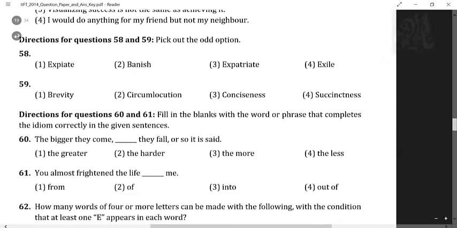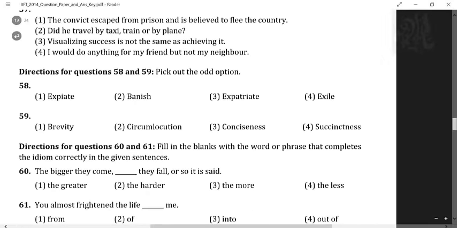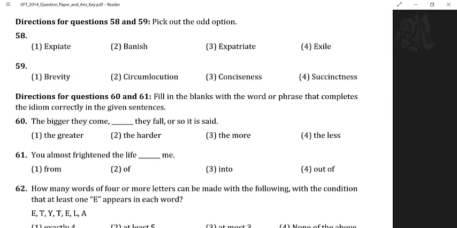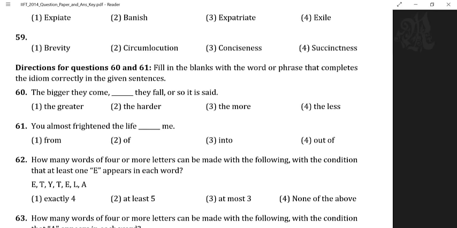So you can see a lot of grammar things here. Like, pick the odd man out, where you have four similar meanings and one different meaning. Expiate, banish, expatriate, and exile. Expatriate, simple as that. An expatriate is somebody who doesn't belong to the country where he was born. Same thing: brevity is precise. Circumlocution is talking a lot, not precise. Circum means to go around, loqui is to talk. Conciseness, succinctness. Obviously, the answer is circumlocution, because concise and succinct are the same thing as brevity.